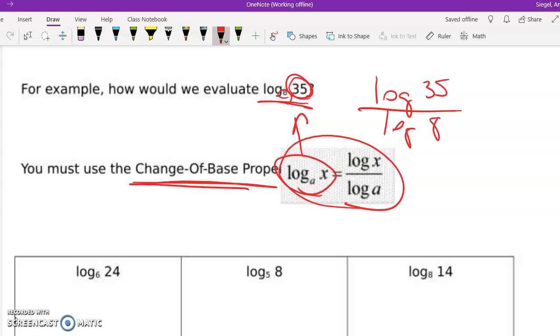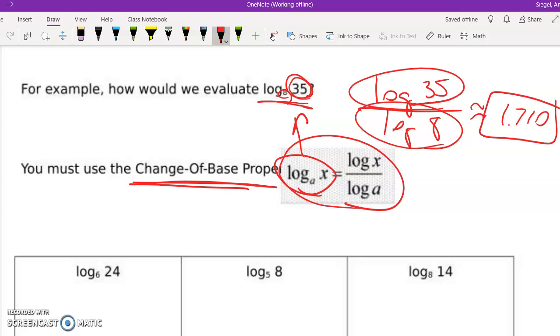Then I can type this in my calculator, get a yucky decimal, type that in my calculator, get a yucky decimal, and I'm going to put the rounded version of this. So make sure you're getting that. If you're not, please let me know and I can walk you through it.